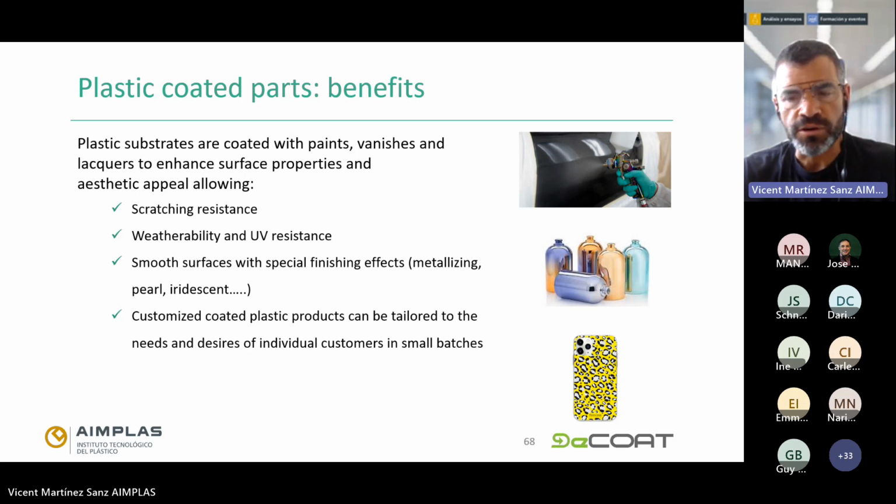So now let's focus on plastic coated parts. Plastic substrates can be coated with paints, varnishes, and lacquers to enhance surface properties and aesthetic appeal, allowing scratch resistance, better weatherability and UV resistance, providing smooth surfaces with a special finishing effect, such as metallizing, pearl, or other iridescent finishings, allowing customized coated plastic products that can be tailored to the needs and desires of individual customers in small batches.